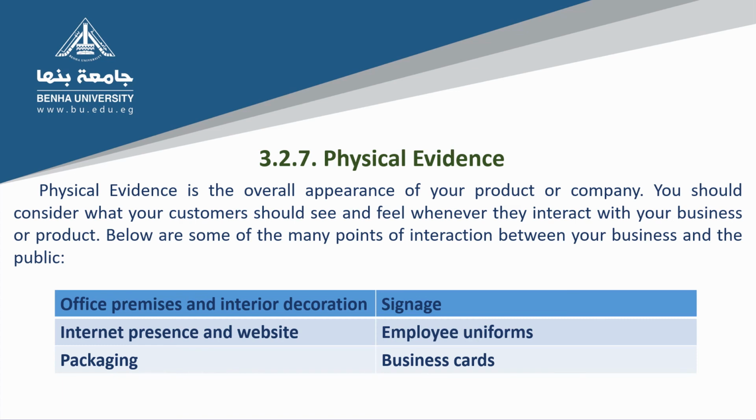Physical evidence. Physical evidence is the overall appearance of your product or company. You should consider what your customers should see and feel whenever they interact with your business or product. In the table you see some of the many points of interaction between your business and the public. First, office premises and interior decoration. Second, internet presence and website. Third, packaging. Fourth, signage. Fifth, employee uniforms. And finally, business cards.